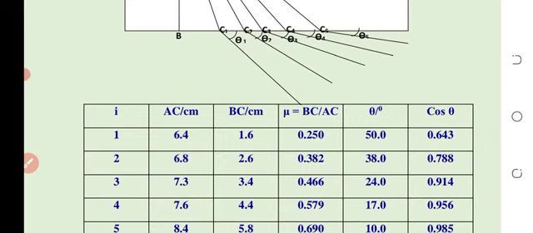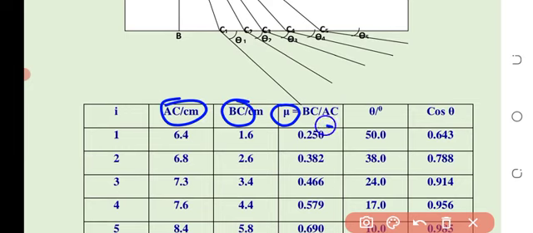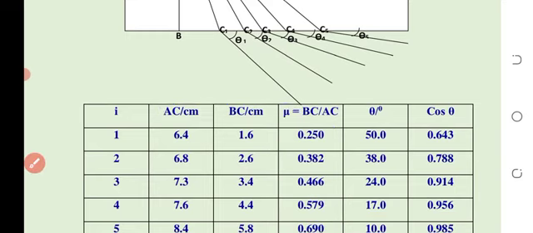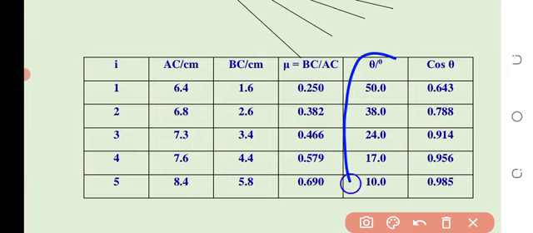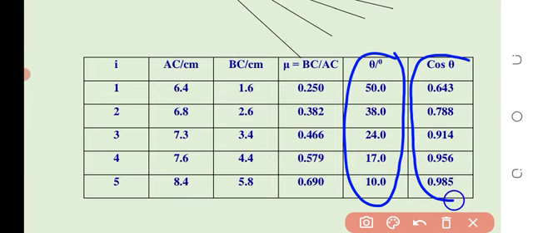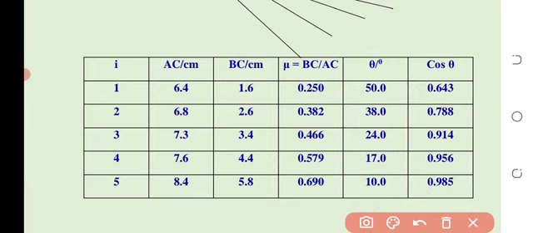BC is also measured in centimeter. We also evaluate mu, which is equal to BC divided by AC, that is this divided by this, and that is what will give us this. Okay, and we measure our theta using protractor, and we have the value of our theta recorded here using protractor, and we evaluated cos theta. You can go ahead and plot whatever graph you are asked to plot.